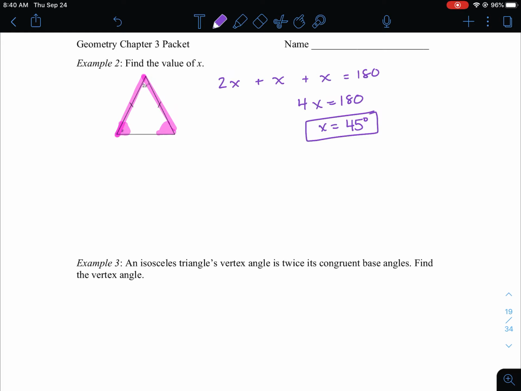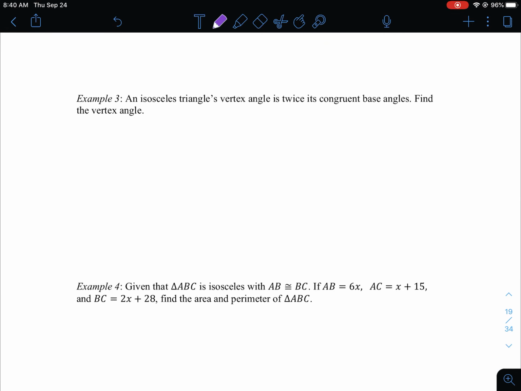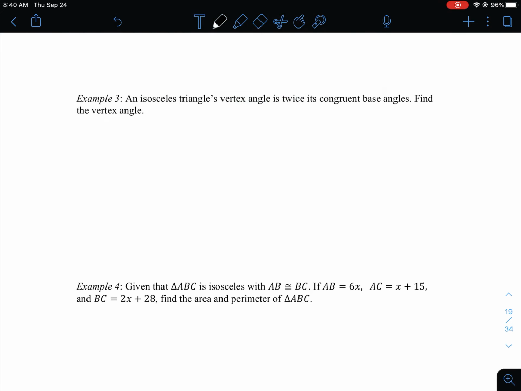All right, so those last 2 problems each had a triangle with them, which was very helpful. But if we look, example 3 and example 4 do not have triangles, so it might be helpful to draw one. So it says an isosceles triangle. So right away, I'm going to draw an isosceles triangle. Well, at least close enough to an isosceles triangle. Okay. I'm going to make sure it's isosceles by putting those 2 marks in there.